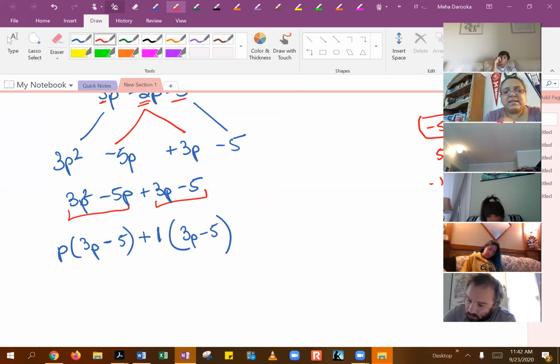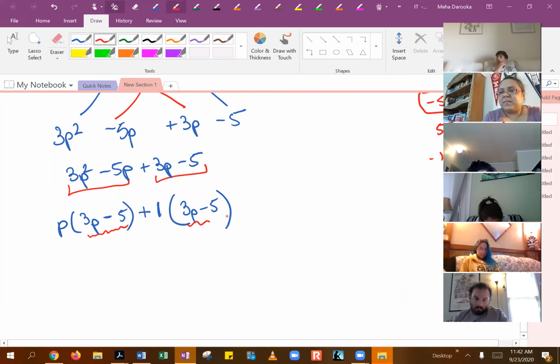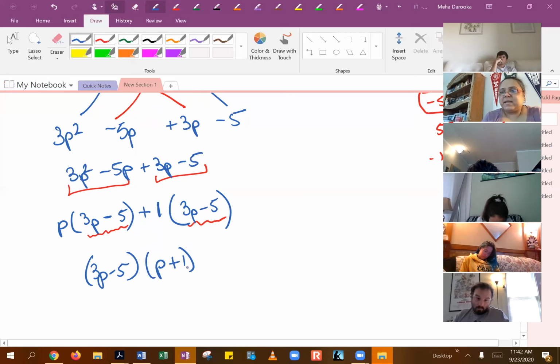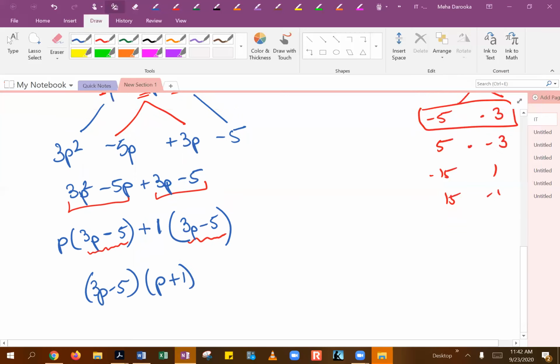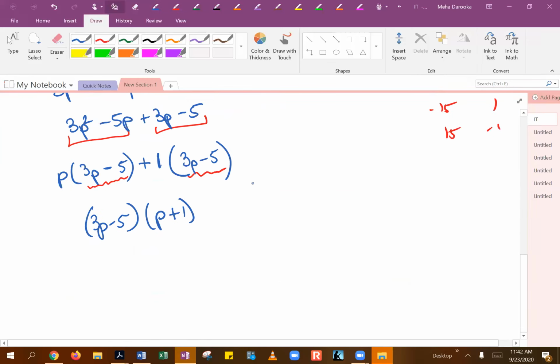And I always say this, if we do this correctly, our two parentheses should always come out to be the same. You don't have to make them the same. They automatically come out to be the same. And when that happens, combine them into one single set of parentheses. And then the p and the plus 1 becomes the second set of parentheses. So the common ones will become one pair, and then the p plus 1 from the outside will become the second pair. And you will notice this was the same combination we had over here, 3p minus 5, p plus 1.